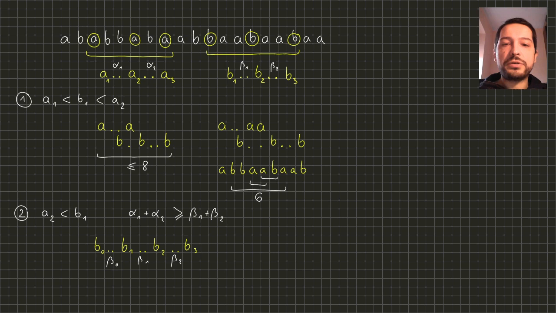If the number of letters A between B0 and B1 is no bigger than the number of letters A between B2 and B3, then we can make this change safely because it does not increase the cost of the solution and it moves the group of letters B to the left. So what if beta 0 is greater than beta 2?